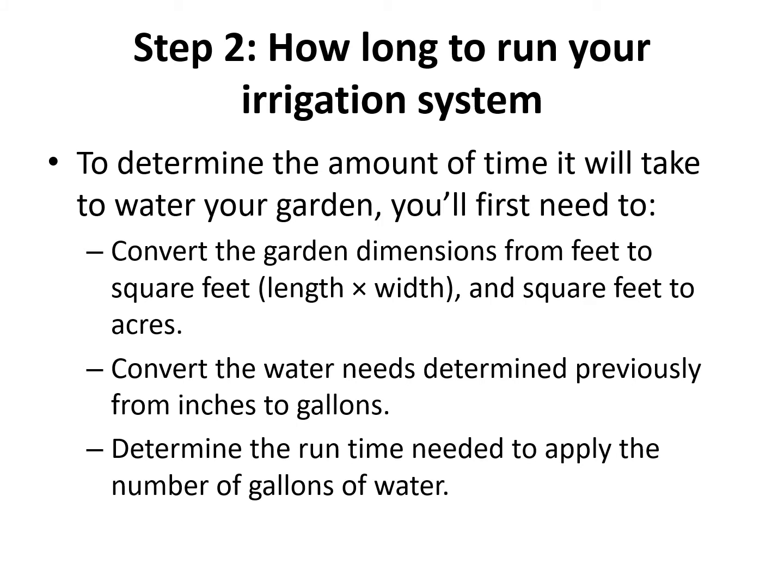Step 2, how long to run your irrigation system. You need to determine the amount of time it will take to water your garden. So you'll first need to convert the garden dimensions from feet to square feet, that's length times width, and square feet to acres. To convert the water needs determined previously from inches to gallons, we will need to determine the run time needed to apply the number of gallons of water.